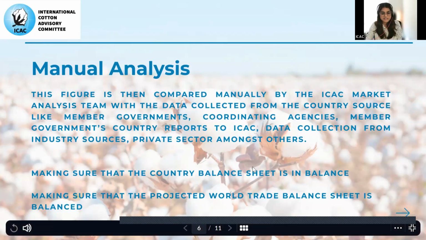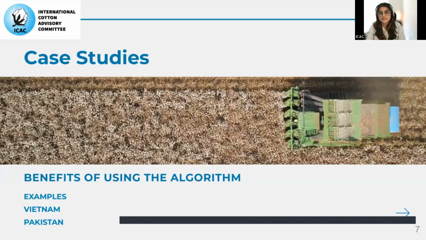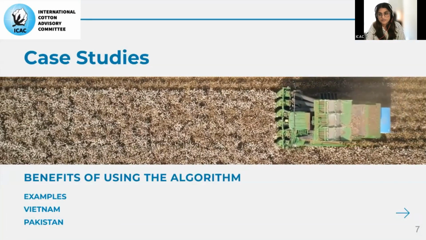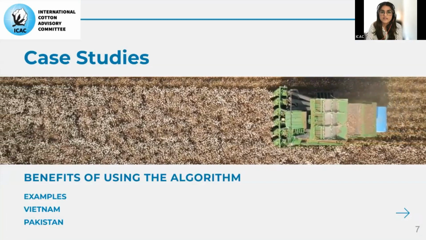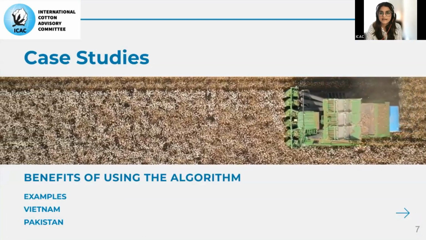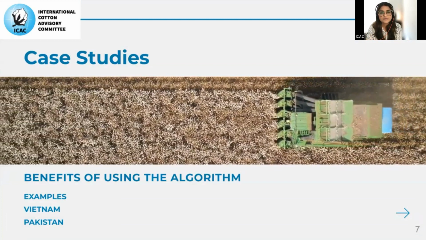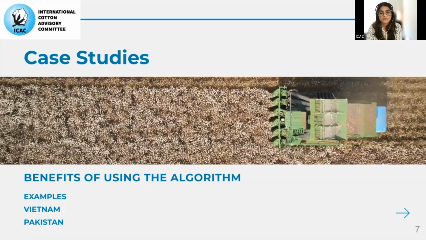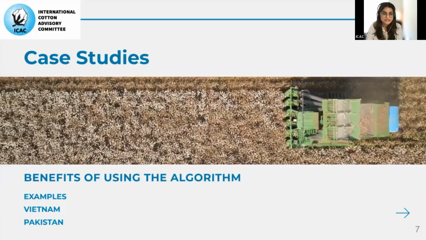Let's look at some case studies that have benefited by using the algorithm. Almost all the countries reported have benefited from the algorithm, but let's quickly look at the examples of Vietnam and Pakistan. Now, the primary source of trade data for Vietnam typically provides preliminary data that takes 2 to 3 months to update to match the mirror data. As the mirror data provides more up-to-date information, we use it to provide immediate updates, while also keeping track of any updates that come through the preliminary data.